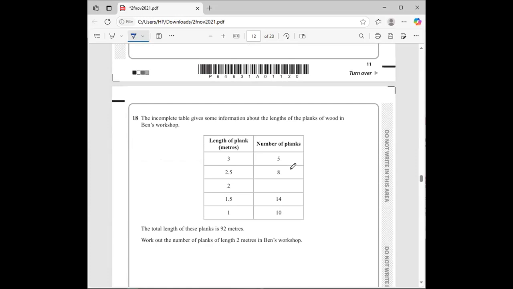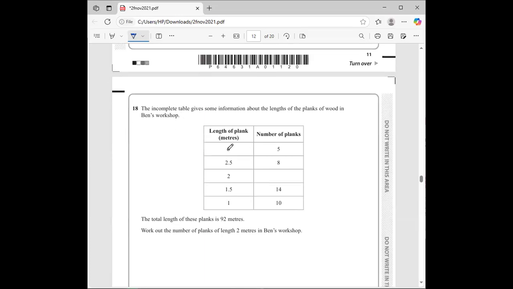It says the incomplete table gives some information about the length of the planks of wood in Ben's shop. It says the total length of these planks is 92 meters. That means by the time you add up the length of all the planks, you'll get 92 meters. It now says work out the number of planks of length 2 meters in Ben's shop. In other words, complete the table. That's just another way of saying it. I know at first it will look daunting, but if you look at it very well, it's really simple. All you need to do is to multiply the length of the planks by the number of planks.